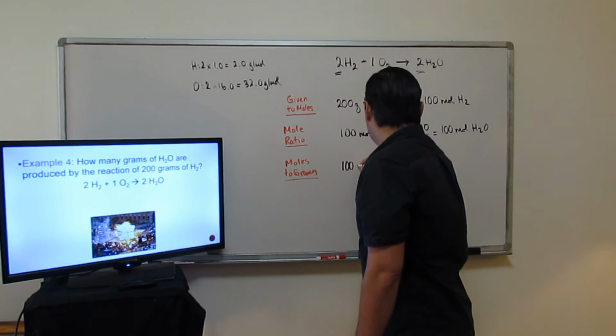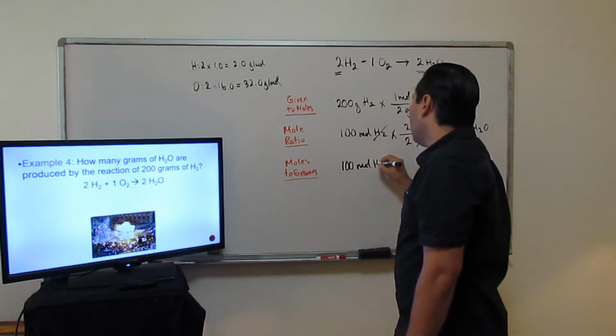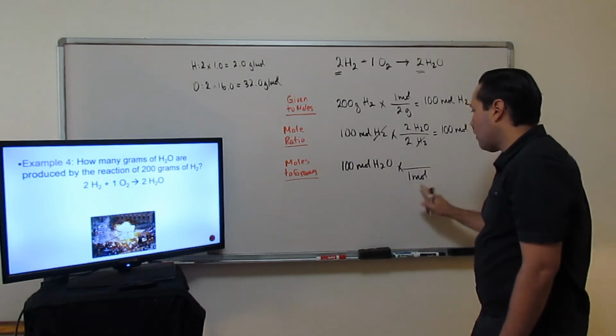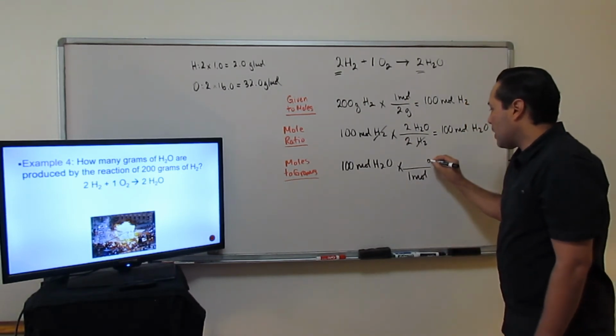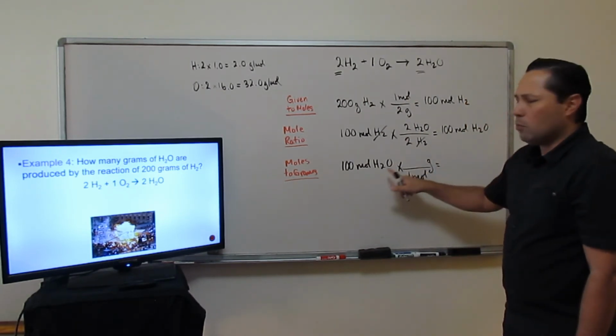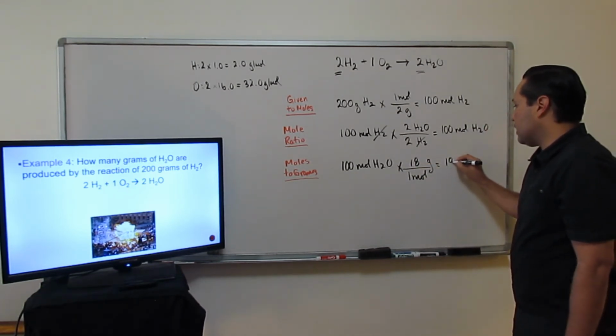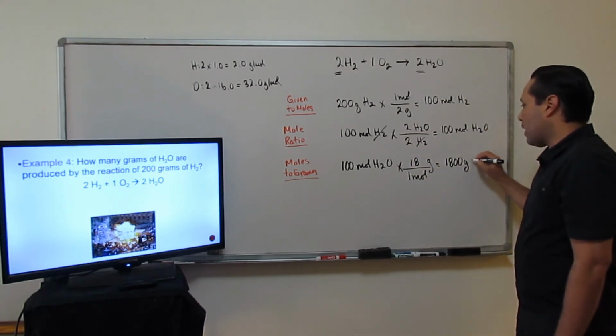So we have 100 moles of water, and I'm going to put the moles in the denominator so that they can cancel each other out. Grams in the numerator. Molar mass of water is 18, so our answer will be 1800 grams of water.